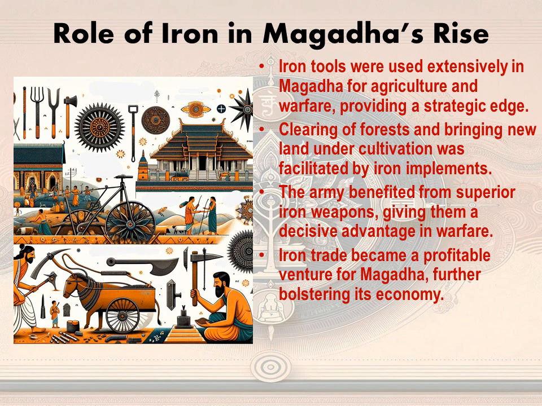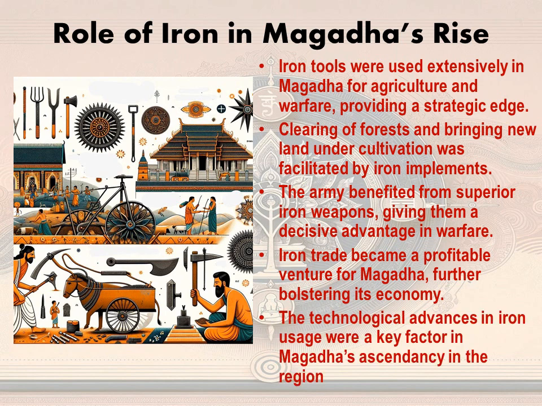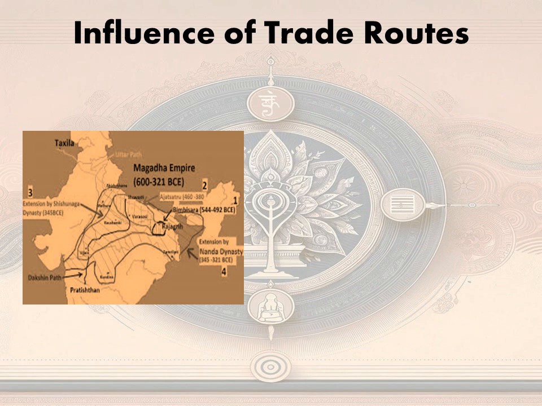Iron trade became a profitable venture for Magadha, further bolstering its economy. So, Magadha did not only make weapons or agricultural implements with iron, but also traded them and became rich. The technological advances in iron usage were a key factor in Magadha's ascendancy in the region. So, the technological innovations with the help of iron implements were the key factors behind Magadha's rise to power. Now, influence of trade routes.